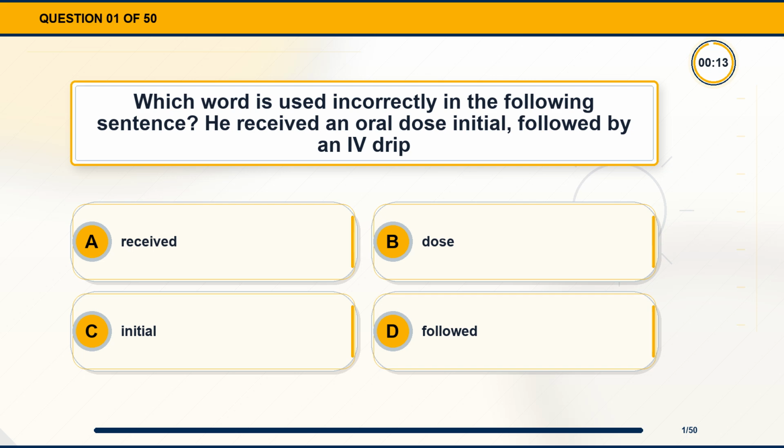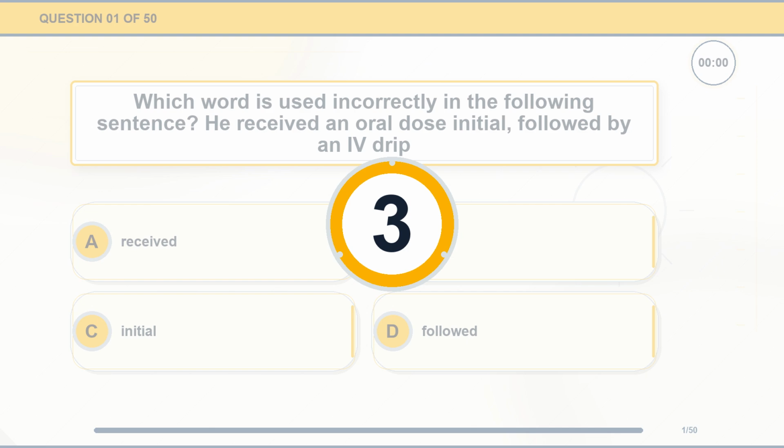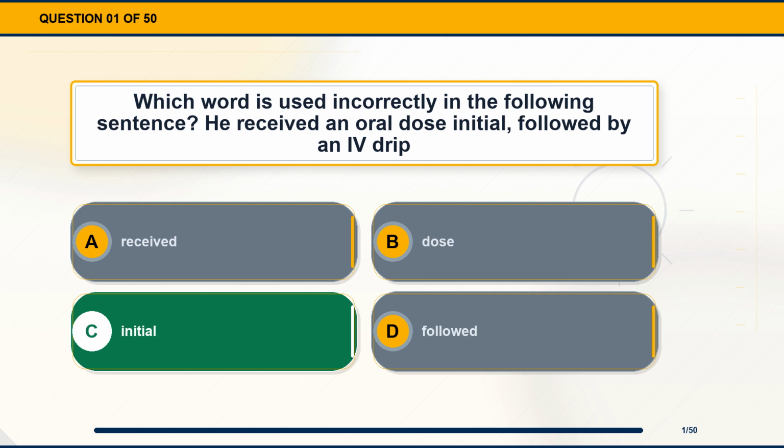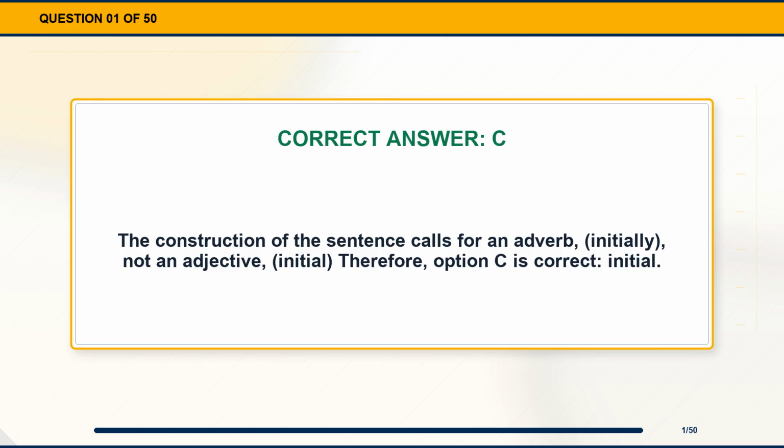Question 1. Which word is used incorrectly in the following sentence? He received an oral dose initial, followed by an IV drip. Option A, received. Option B, dose. Option C, initial. Option D, followed. The correct answer is option C, initial. Explanation. The construction of the sentence calls for an adverb, initially, not an adjective, initial. Therefore, option C is correct, initial.